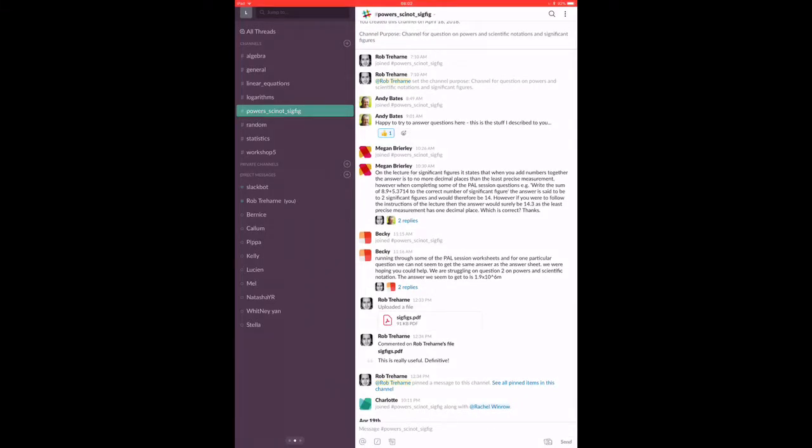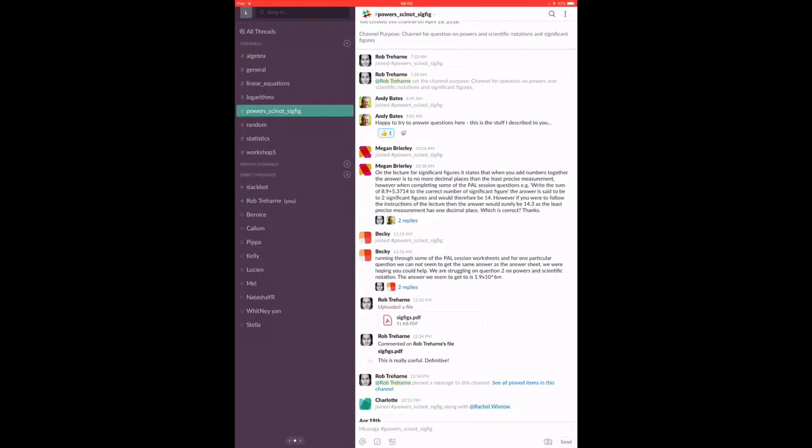Okay, so I'm answering Megan Briley's question here on significant figures. She found a question on one of the PAL session questions. I'm not sure which ones, I'm afraid. But it was: write the sum of 8.9 plus 5.3714. And there was some confusion here. I don't know whether it's during the session or whether you go through it again, Megan. But the answer given to that question is 14.